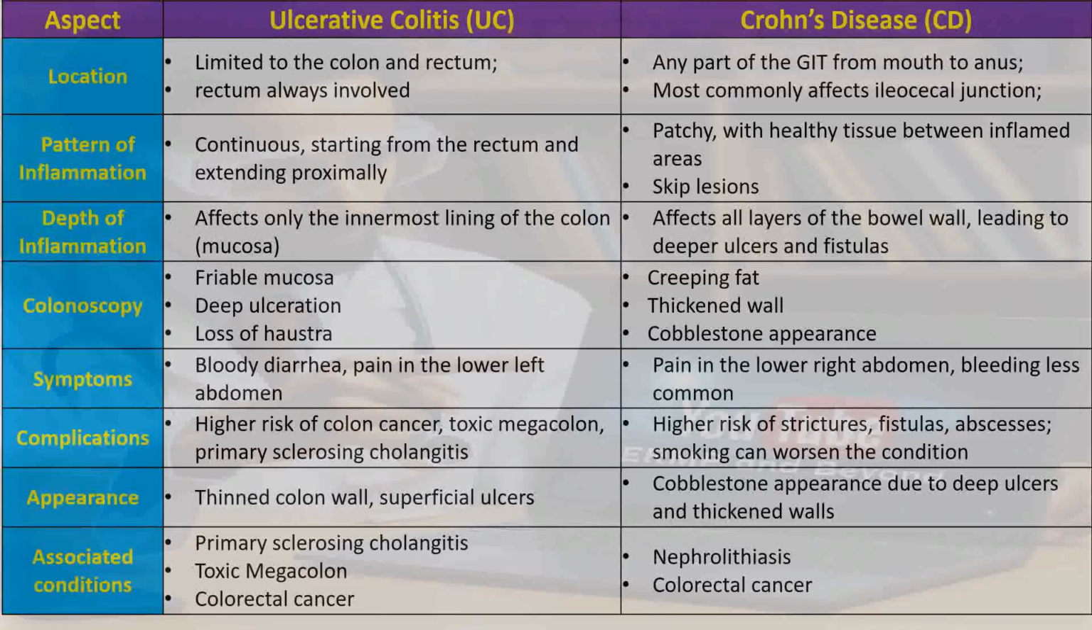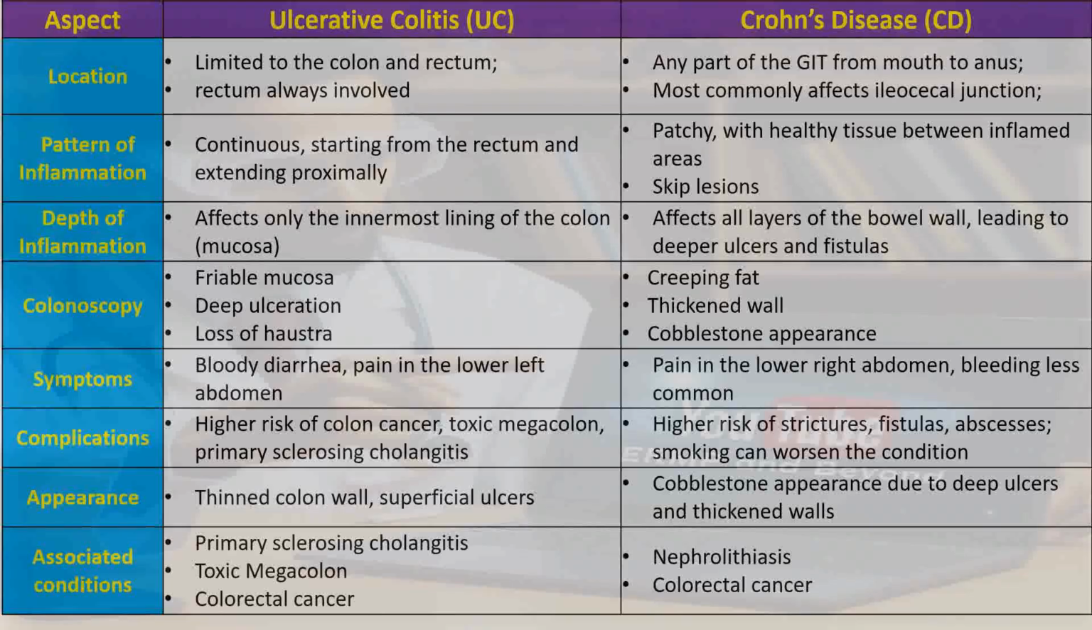Crohn's disease can impact any part of the gastrointestinal tract, from the mouth to the anus. However, it most commonly affects the end of the small intestine and the beginning of the colon, aka the ileocecal region. Interestingly, the rectum may be spared. The pattern of inflammation in Crohn's disease is patchy, with inflamed areas interspersed with healthy tissue, known as skip lesions.